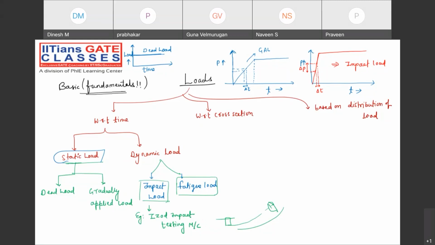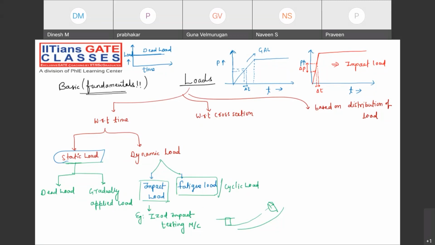Still we have not covered the gradually applied load. Tell me guys, fatigue load, that is a very, very important thing. Fatigue load, we also call cyclic load. Your machine design will start with this particular chapter, that is the fatigue loading concept.